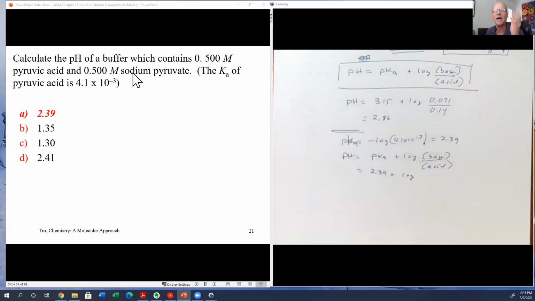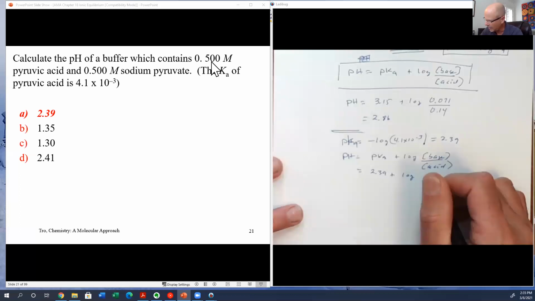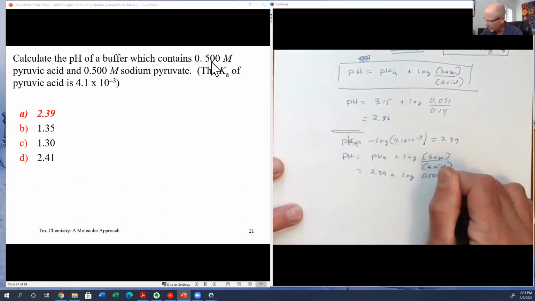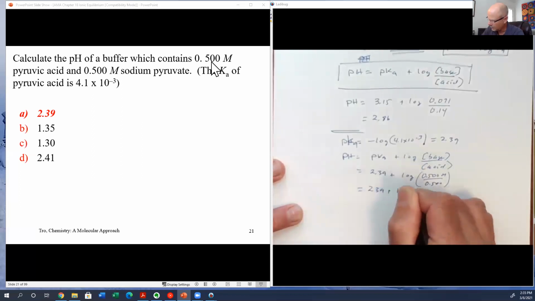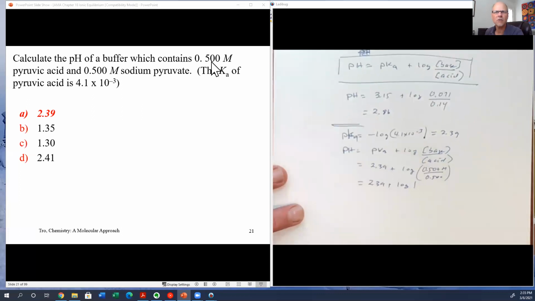First of all, you got to go, this is a buffer, right? How do you know it's a buffer? Acid and its conjugate base, okay? And in this case, the concentrations are the same. So it's 0.500 molar divided by 0.500 molar. That's equal to 2.39 plus the log of 1. What's the log of 1?